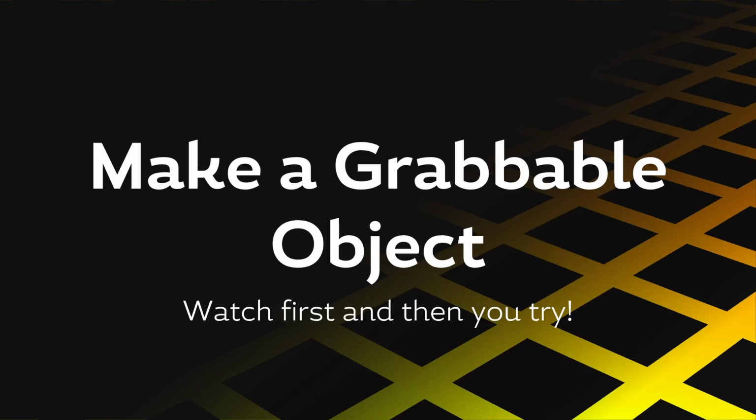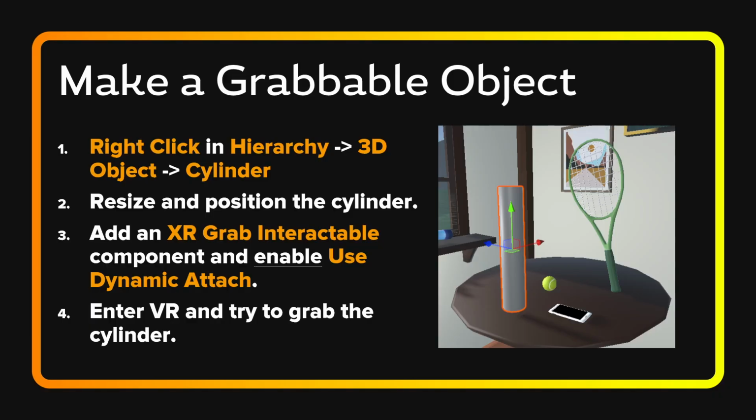And so we're now going to make our own grabbable object. So to do this, we're going to make a cylinder and give it the XR grab interactable component. And we're also going to try out a really cool feature called use dynamic attach. And I will explain that in just a moment.